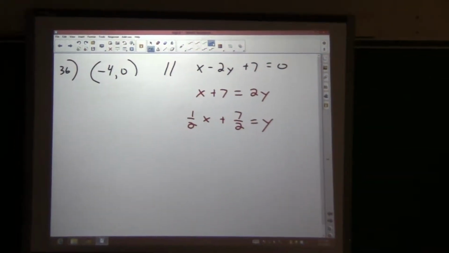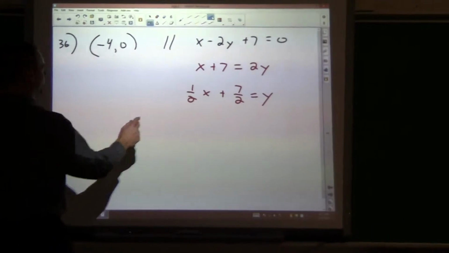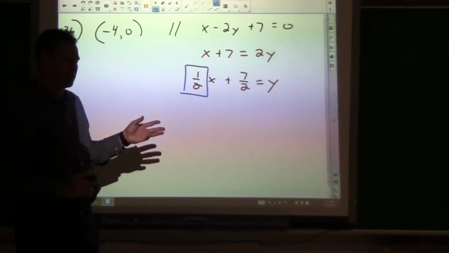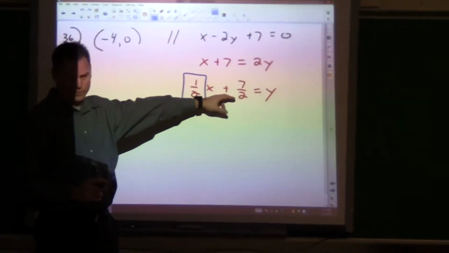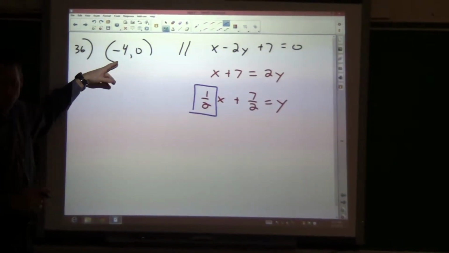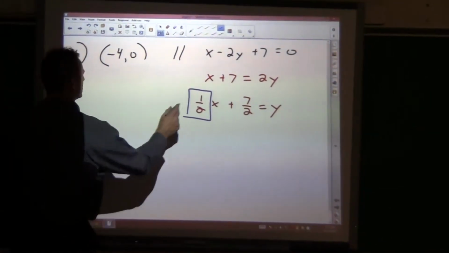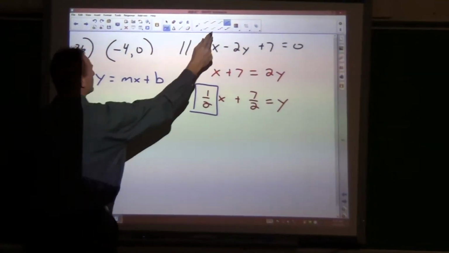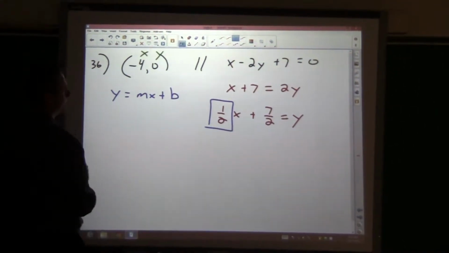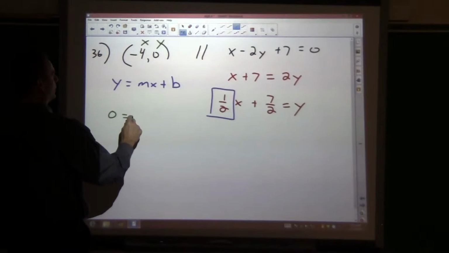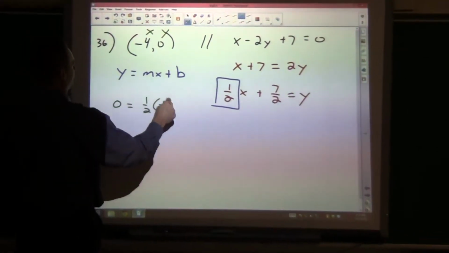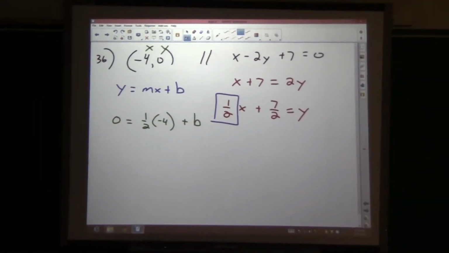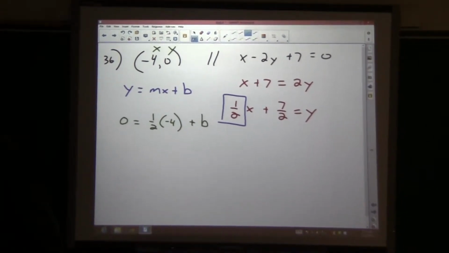What do I know about parallel lines again, everybody? Same slope. So I'm going to use that guy right there. From that equation, think of it as stealing. I'm stealing the slope from this equation to go with this guy. All right? So again, y = mx + b. Substitute my m, and substitute my x and my y: 0 = 1/2 of -4 + b. I've substituted the point and used the slope, because the slope I know is going to be 1/2.